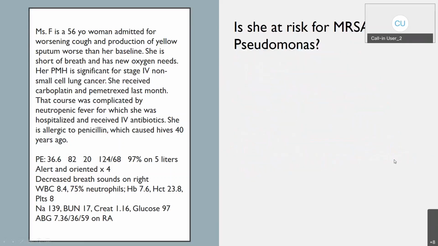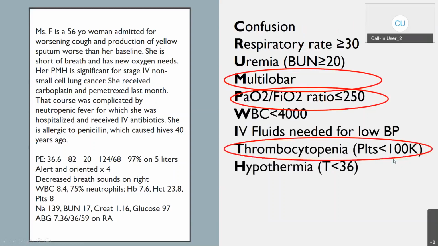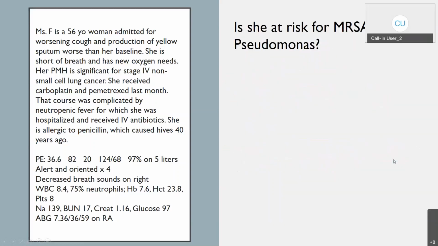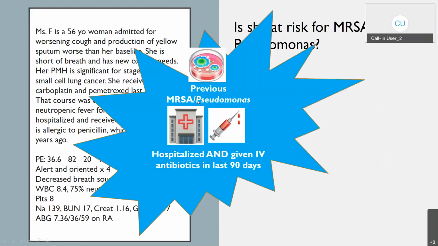So she has severe pneumonia. How about, is she at risk for MRSA or Pseudomonas? Yeah, she was hospitalized last month for neutropenic fever and got IV antibiotics. So no prior culture, but she was hospitalized and given IV antibiotics in the last 90 days.